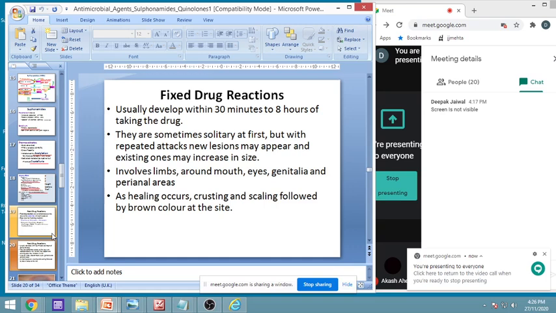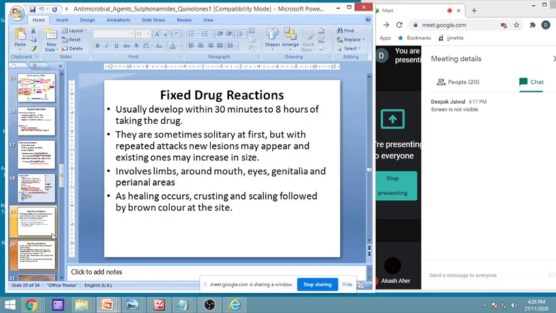These usually develop within 30 minutes to 8 hours of taking the drug. They are sometimes solitary at first, but with repeated attacks, new lesions may appear at one place or another, and existing ones may increase in size. They involve the limbs, around the mouth, eyes, genitalia, and perianal area, around the anus. As healing occurs, crusting and scaling is followed by brown color at the site.